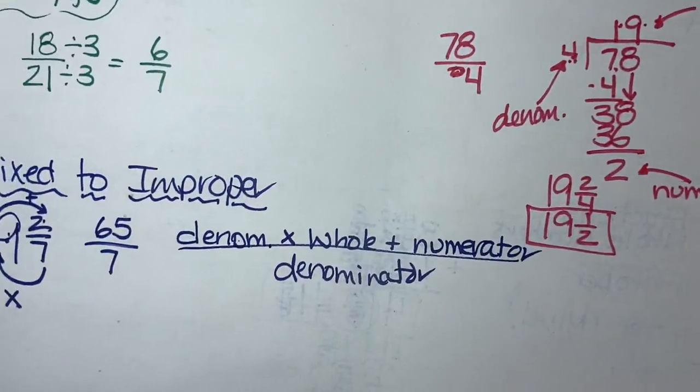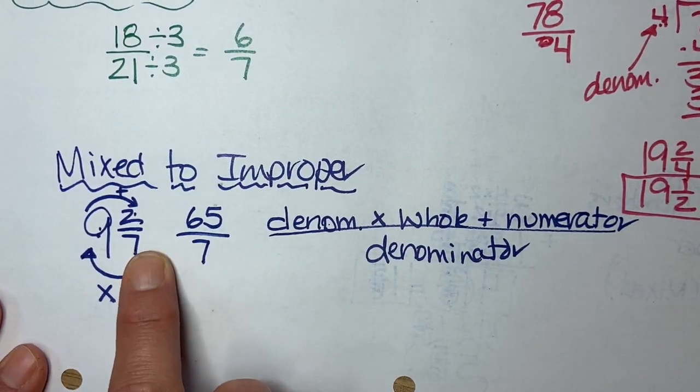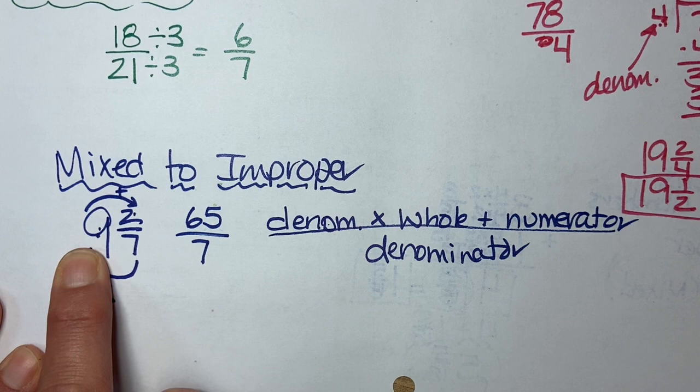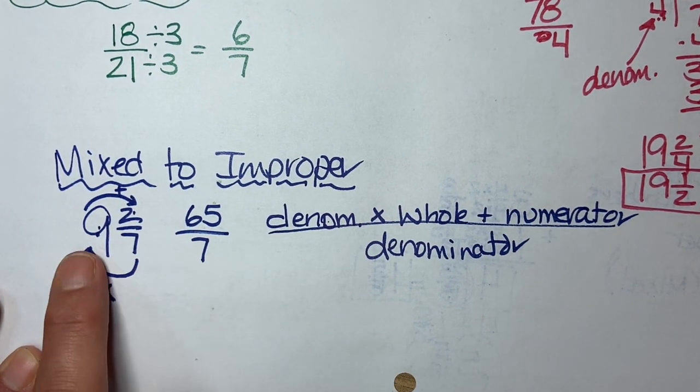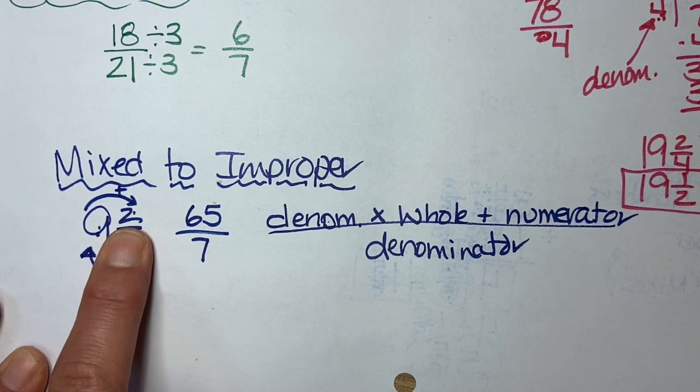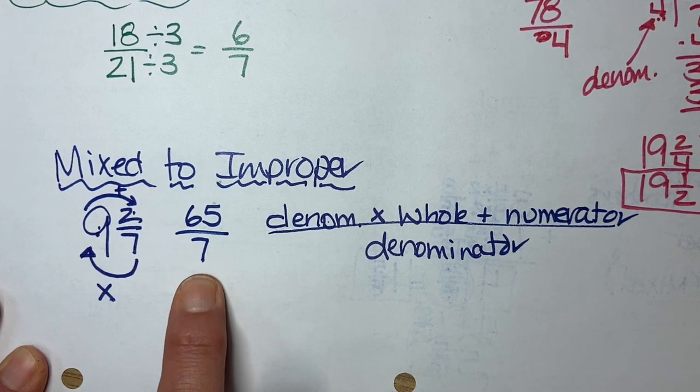All right, and then mixed to improper. Remember, you just kind of go in a circle. Start at your denominator and multiply by the whole number. Add the numerator over the denominator. So I did 7 times 9 is 63. 63 plus 2 is 65, and I keep my denominator.